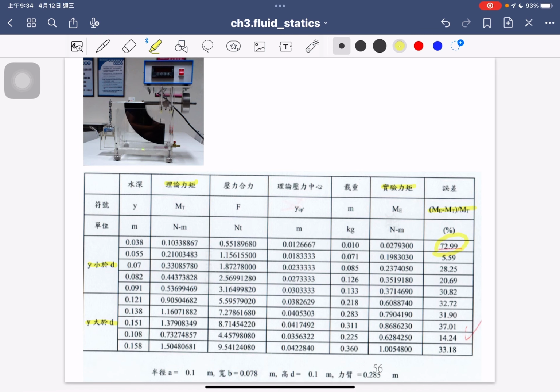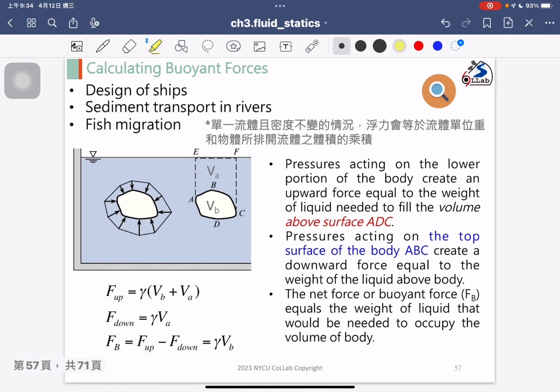Okay. So we would like to move to the next topic. The next topic corresponds to the buoyant force. The buoyant force is applied to different purposes and different problems. I just show some cases: the design of ships, the sediment transport in the river, and also fish migration will apply some ideas based on the buoyant force.